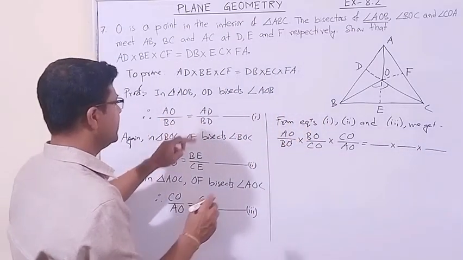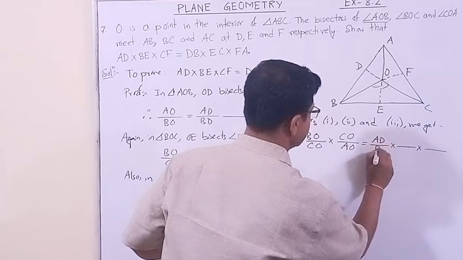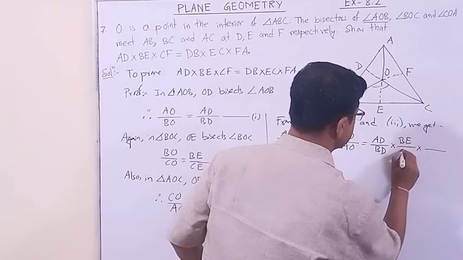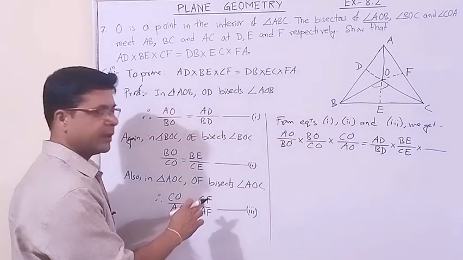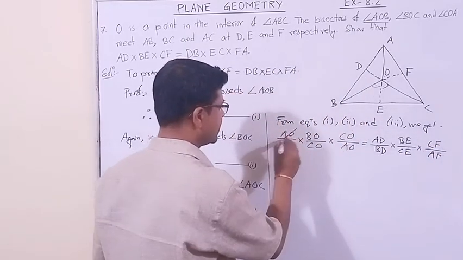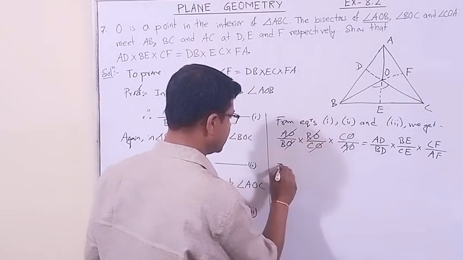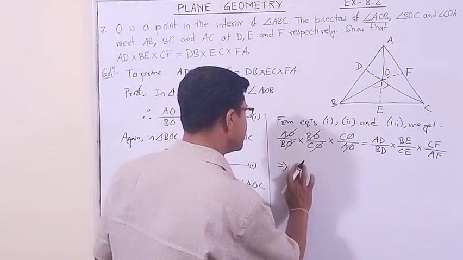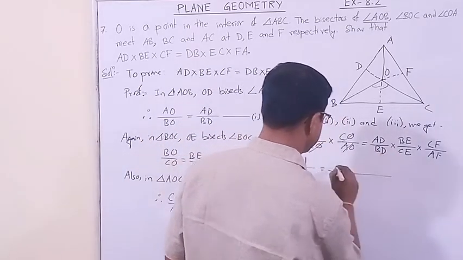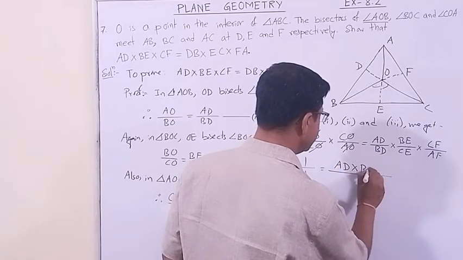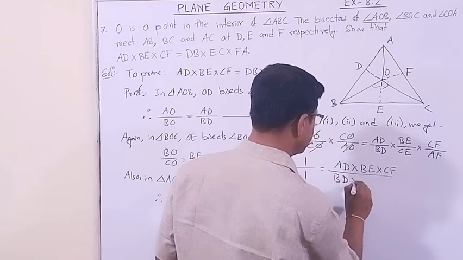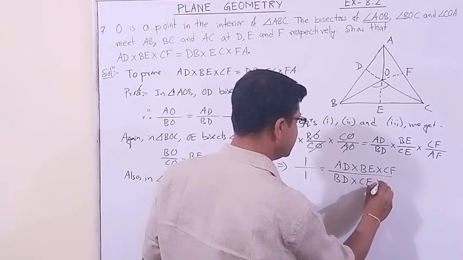AD by BD. Next is BE by CE. Next is CF by AF. Alright. Now dear students, you can see we can cancel this. So this is 1. That means we can write directly like this also, so that we can understand easily. This is AD into BE into CF, we are multiplying the numerators. This is very easy for us now. BD into CE into AF.